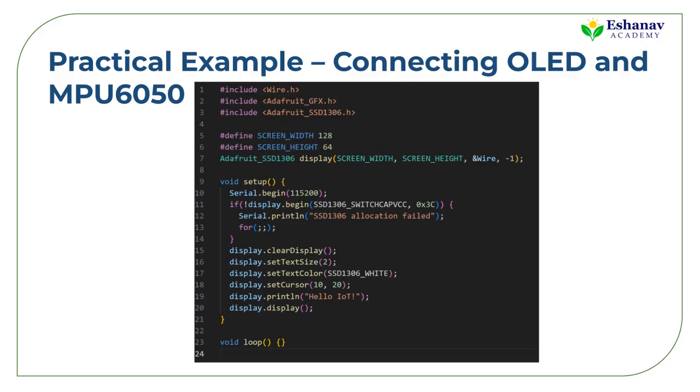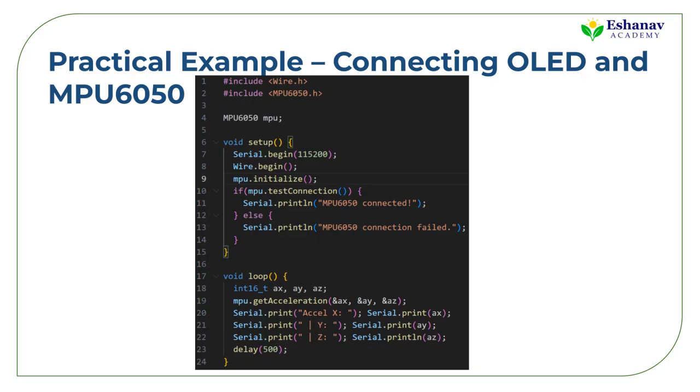Once the display is ready, we clear the screen, set the text size to 2 for bold letters, and choose white as the text color. The cursor is positioned at coordinates 10, 20, and the message Hello IoT is printed. Finally, the display command pushes the text to the OLED screen. The loop is empty, since we only want to show this static message once.